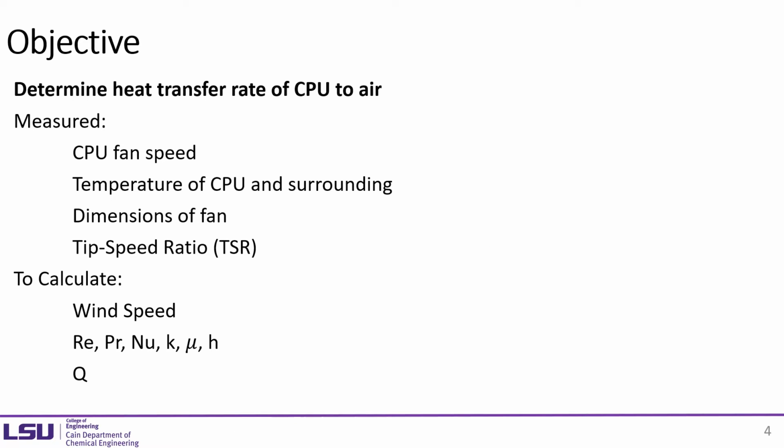So what we'd like to determine is the heat transfer rate of the CPU to the surrounding air. To calculate that, we need to measure a few things. So I measured the CPU fan speed at different temperatures of the CPU, as well as the temperature of the surrounding air, the dimensions of the fan, and something known as the tip speed ratio. With these, you can calculate the wind speed, the Reynolds number, Prandtl number, Nusselt number, the thermal conductivity, heat transfer coefficient, and viscosity. And all of these can be used to calculate the heat transfer rate of CPU to the surrounding air, which is Q.